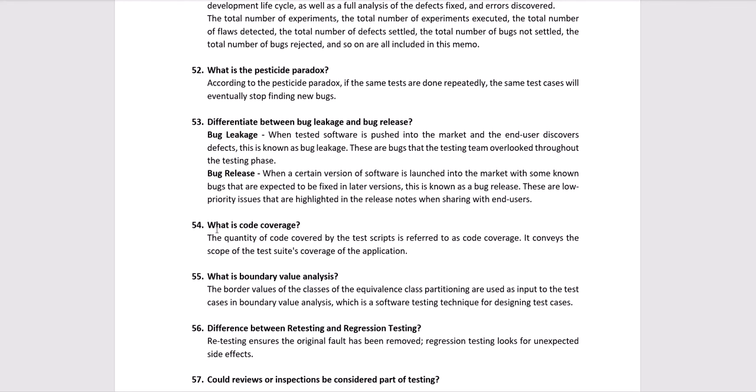So the next question is, what is code coverage? The quantity of code covered by the test scripts is referred to as code coverage. It means some code of the software is covered by the test scripts for the testing. It conveys the scope of the test suite's coverage of the application.